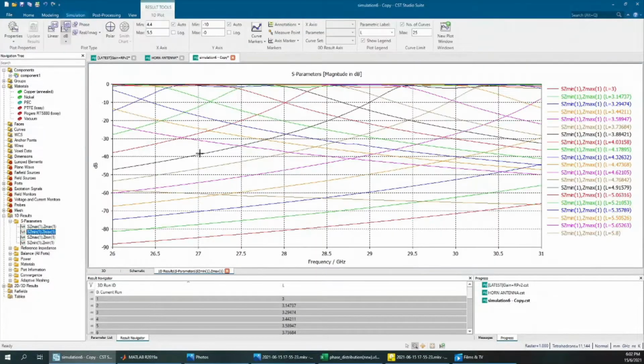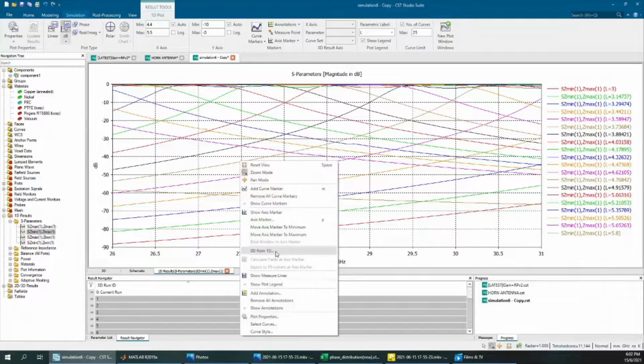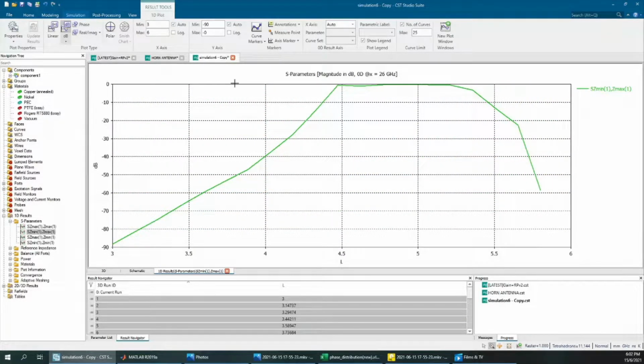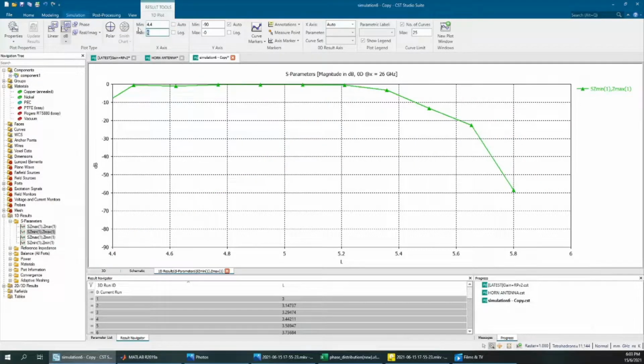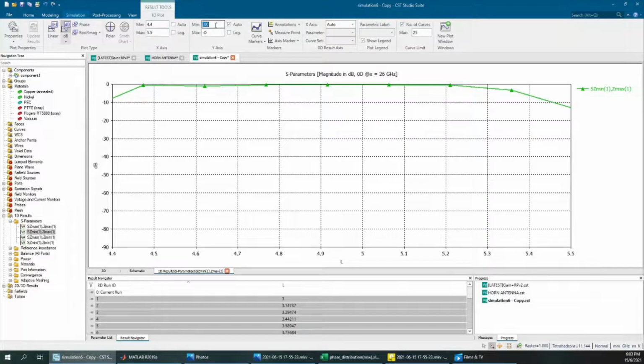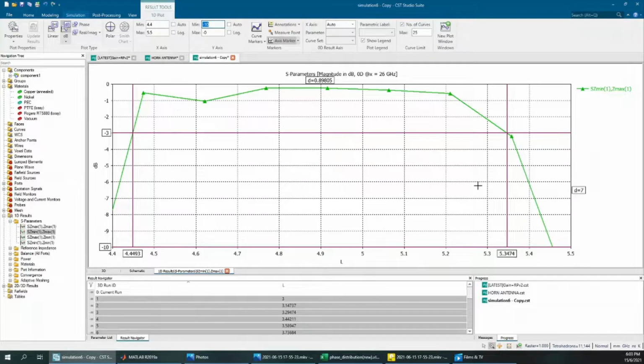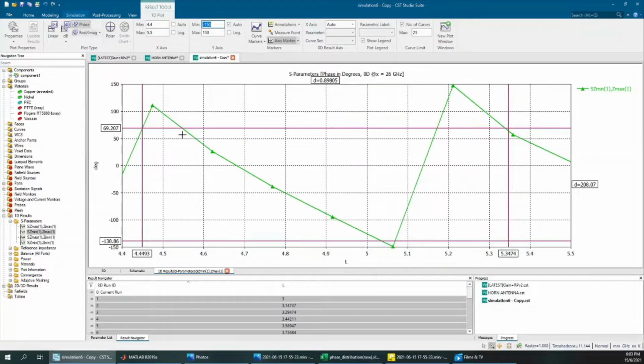And here will be the simulation result, where this one is the S21 versus the frequency. And then I will convert it to a parametric result at 26 GHz. And here shows the result at 26 GHz S21. Here shows the operating range of L. And here will be the phase range of the unit cell.